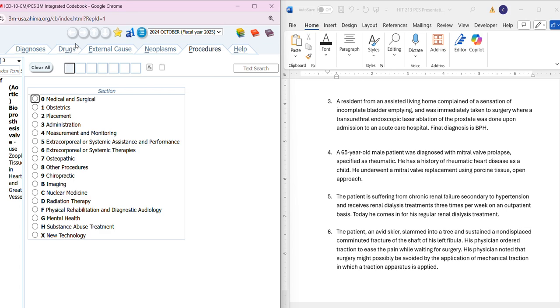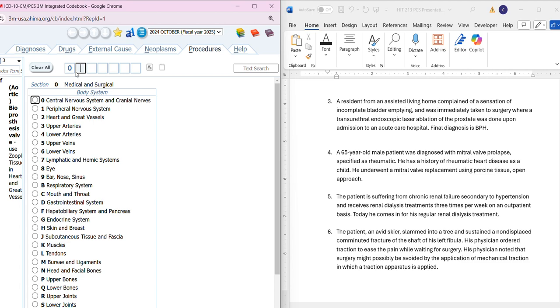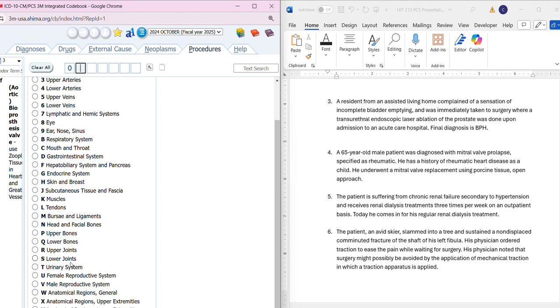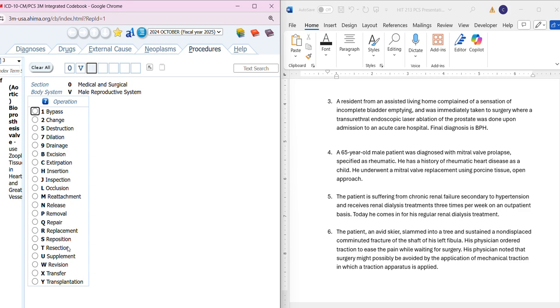A resident from an assisted living home complained of incomplete bladder emptying, was immediately taken into surgery, where they performed a transurethral endoscopic laser ablation of the prostate. So again, it's going to be 0, medical surgical. And then it's going to be V again, because the prostate is part of the male reproductive system.